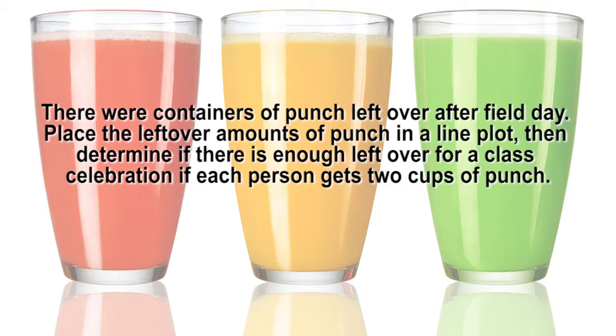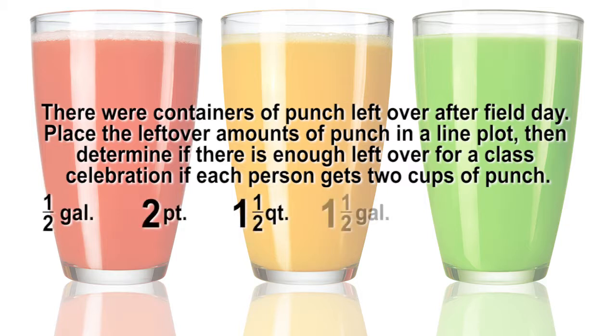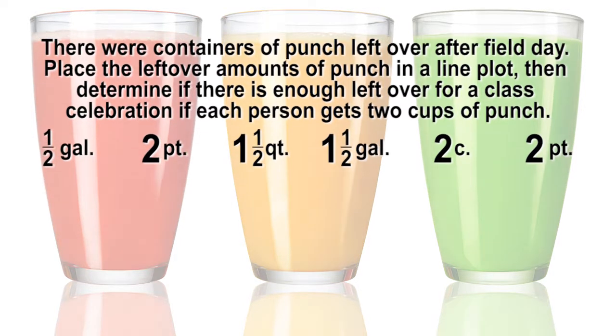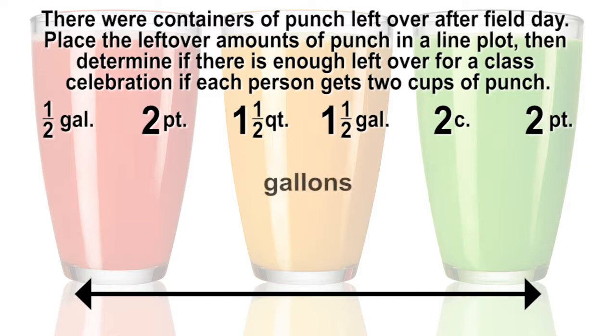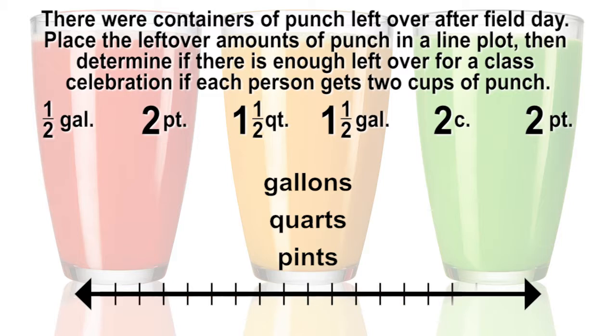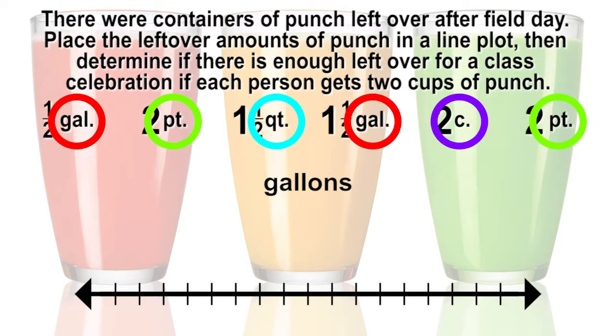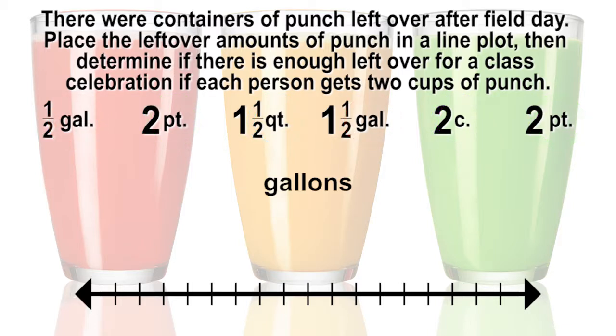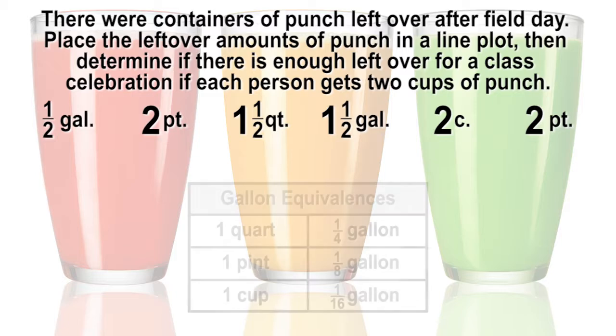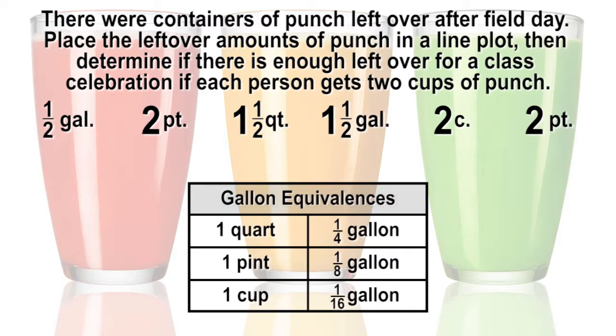The leftover amounts are 1/2 gallon, 2 pints, 1 1/2 quarts, 1 1/2 gallons, 2 cups, and 2 pints. In this task, we can create a line plot measured in gallons, quarts, or pints. There are a variety of possible answers, but for this task, we will create one line plot using a fractional scale to represent one of the possible solutions. Since the data points provided are currently measured in different units, we will need to convert each measurement to the same unit before we can plot them on a line plot. We will use a conversion table to help us in this process.